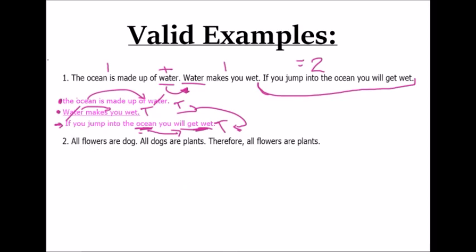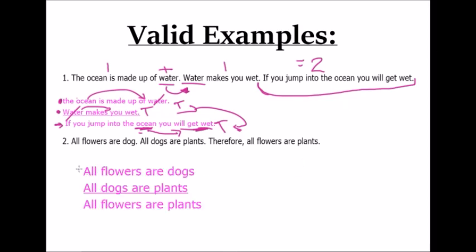Alright, so: all flowers are dogs. All dogs are plants. Therefore, all flowers are plants. Okay. Well, let's see. We have our premises and conclusion. All flowers are dogs. All dogs are plants. All flowers are plants. Alright. So this might not make sense right now, but give it a second, it might.